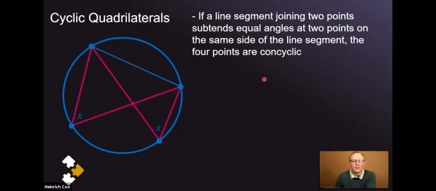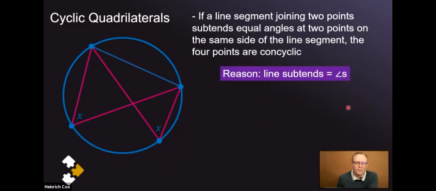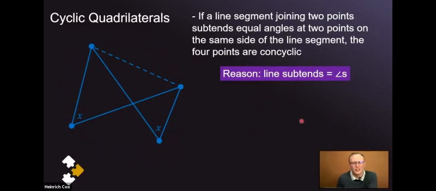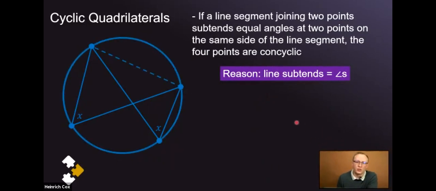Okay, now note, even if you have the bow tie and that line isn't drawn, so you've got something like this, but you do have that this x and this x here are angles that are equal that were given, then you can also conclude that those are concyclic points.